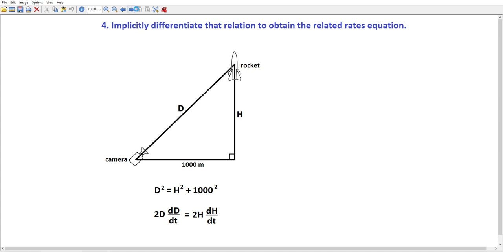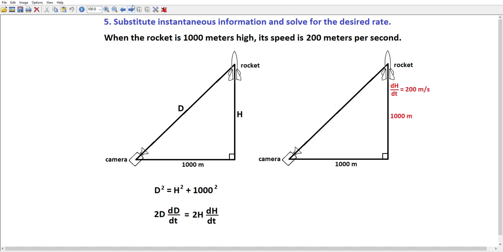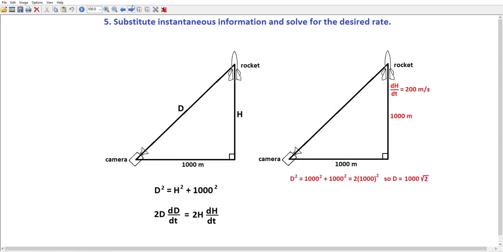Finally, we're going to substitute in to the related rates equation and solve for the rate. Now, according to the problem, when the rocket is 1,000 meters high, its speed is 200 meters per second, which means that h at the instant we care about is 1,000 meters, and dh/dt is 200 meters per second. Now, we need a value for d, and that's going to come from the Pythagorean theorem. 1,000 squared plus 1,000 squared is d squared, so d ends up being 1,000 root 2.